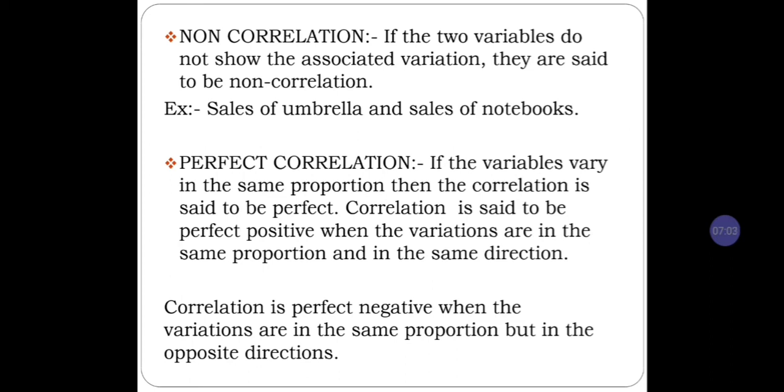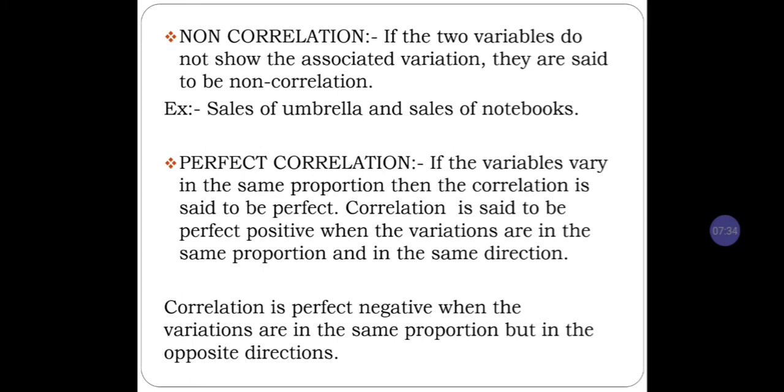Then perfect correlation. If the variables vary in the same proportion, then the correlation is said to be perfect. So if it is varying in the same, everything is equal, then it is said to be a perfect correlation. The perfect positive is when the variables change in the same proportion and the same direction. So change of proportion and change of direction should be the same. That is called a perfect correlation.